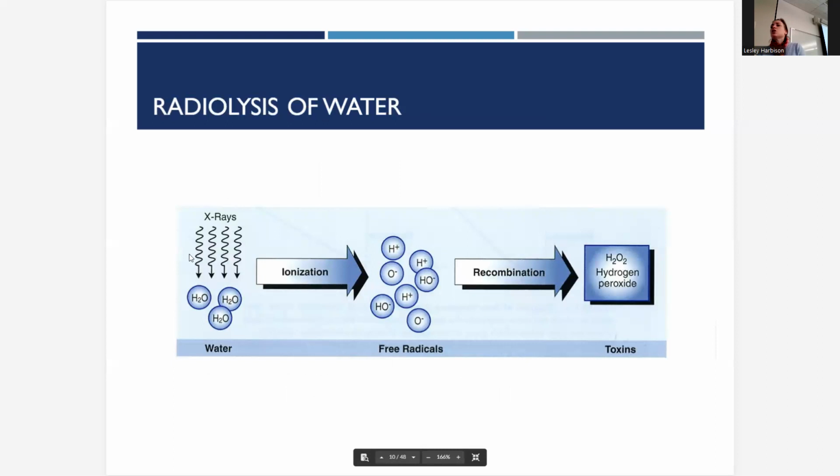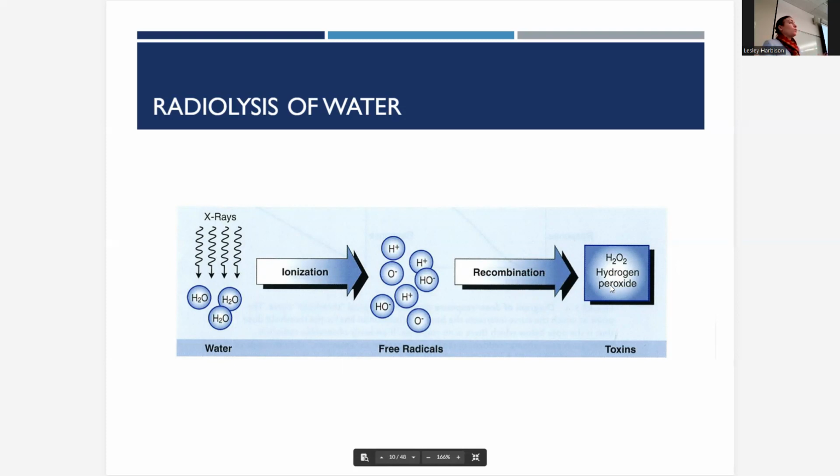So this is just showing that again, the X-rays hitting more of the waters inside of our cells. That's the ionization, it's sort of breaking those molecules up, causing ion pairs, and then they'll recombine to form some kind of a stable molecule, but that stable molecule is not very good for us. So it'll eventually probably end up in some cell death.